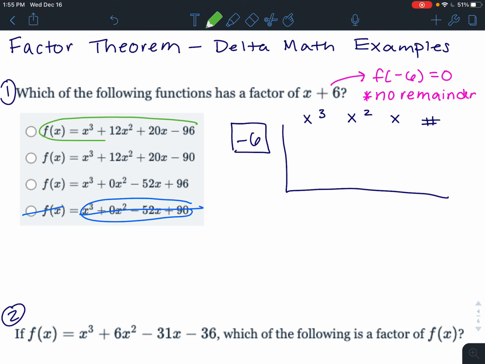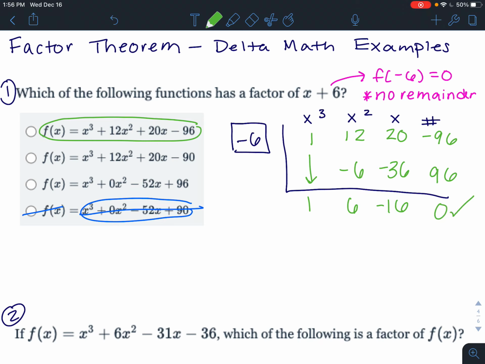You can go in order, or I'm going to try this one now. So I'm going to put in 1, 12, 20, and negative 96. Sorry about my dog in the background. Okay, drop the 1, multiply, add down, multiply again, add down. Negative 6 times negative 16 is positive 96, and that gives us a remainder of 0. So that means that x plus 6 is a factor of this polynomial right here. So I would choose this one as my answer choice.